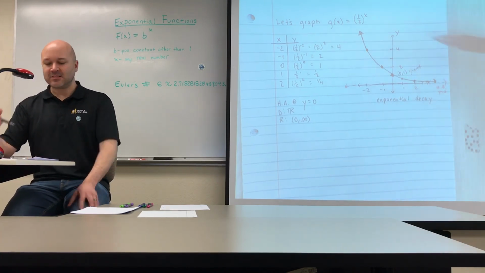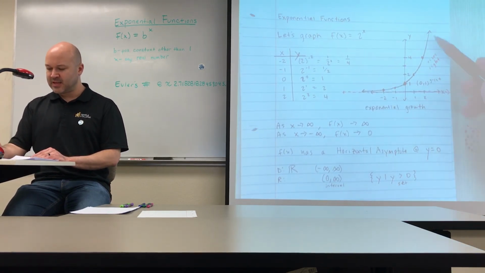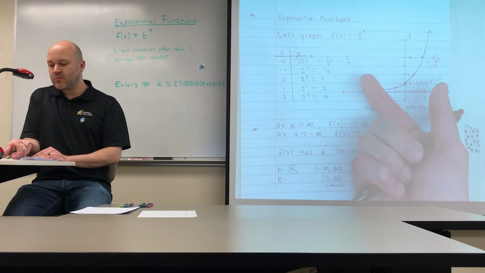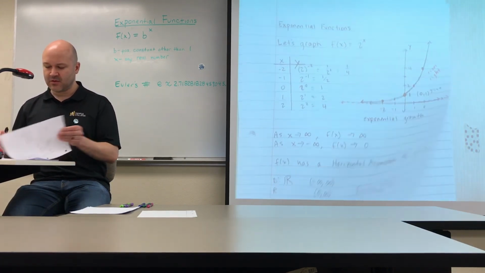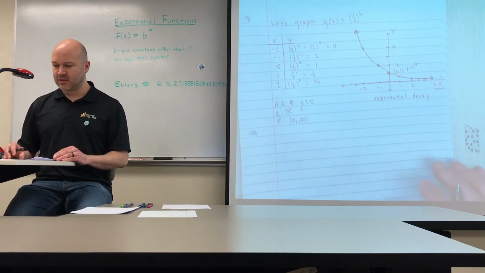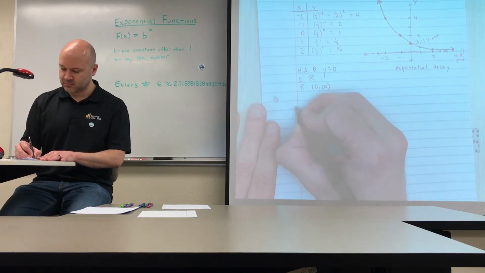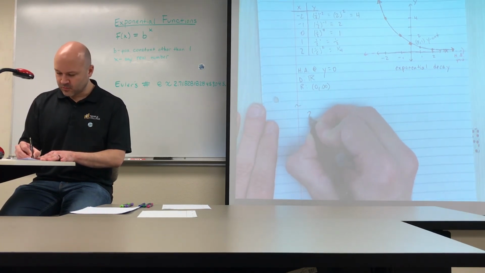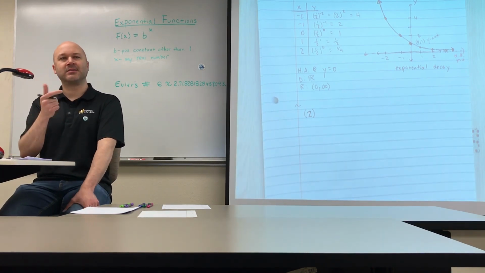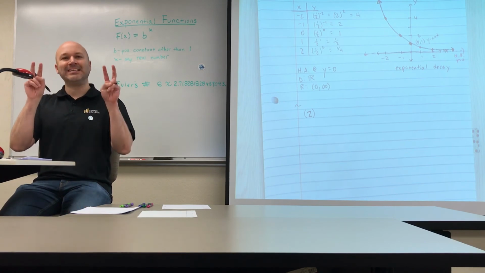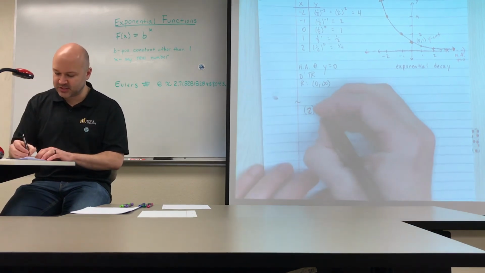In fact, this is so similar to the previous one, I think it's just some sort of transformation. If I were to take these values and reflect them over the y-axis, I would have that graph right there. It's just a reflection over the y-axis. So I claim, if I look back at my old transformation rules, in order to reflect about the y-axis, I would need to put a negative inside, so in this case, inside that exponent position.